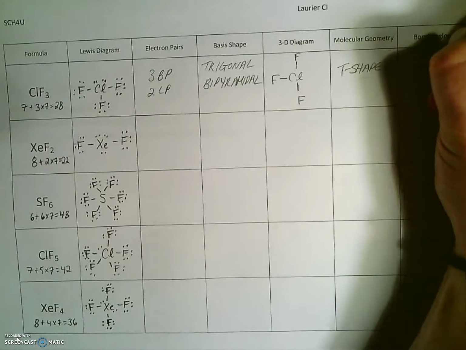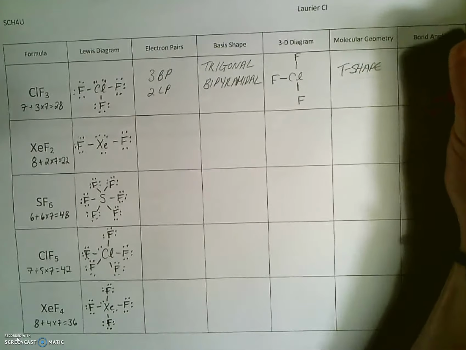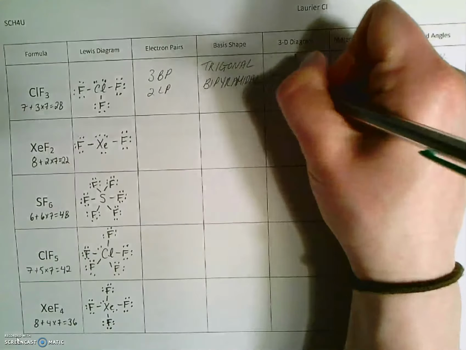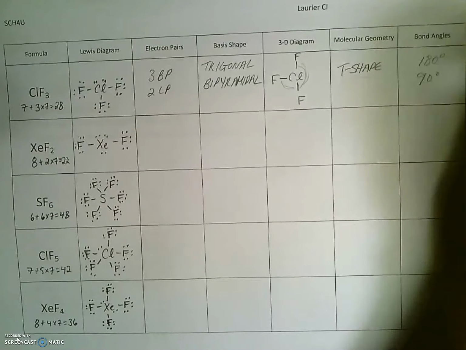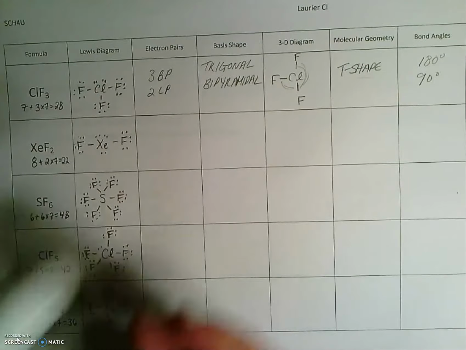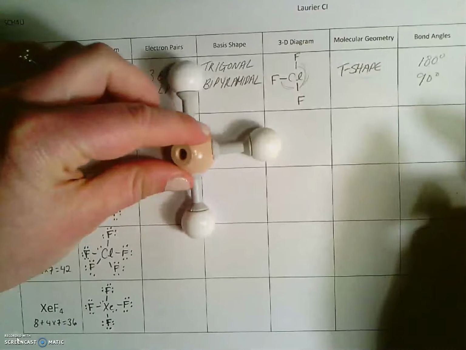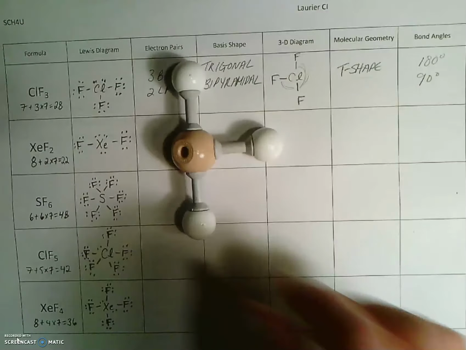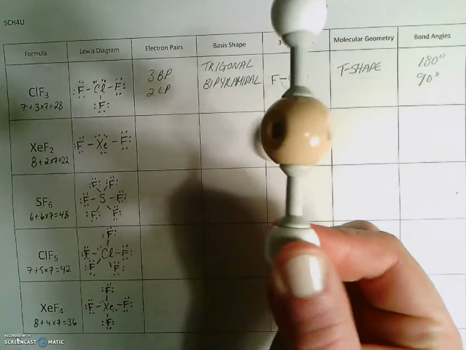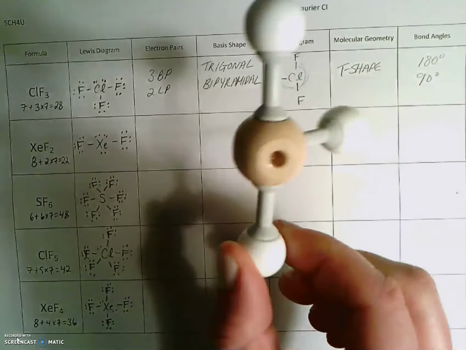And then my angles are 180 if I'm looking at this bond angle, or 90 if I'm looking there. Okay, and just to give a little bit of context, that would be like if I took 1 more pair off here and I end up with a T shape like that. Okay, so you can see the angles are all kind of right angles or straight lines.